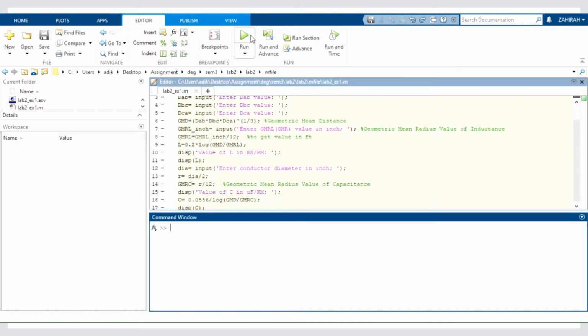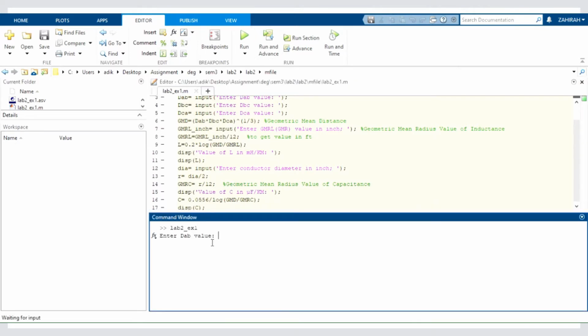So we'll try to run the program. This is the first one. The DAB value is 35 as in the lab sheet. Also the DBC is 35, and this is 70. This GMRL value is 0.5238, and it will display our value of inductance.